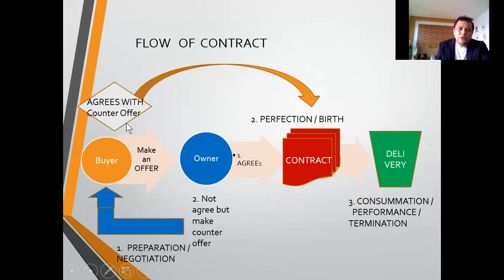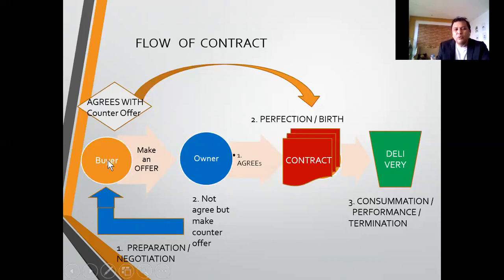So when the buyer agrees with the counter offer, he says, well, how much do you want? 200,000? Okay, I will buy. And the owner said, provided you pay in cash. So the buyer said, okay, I'll pay in cash. So he agrees with the counter offer. So it now gives birth or perfection to the contract. So this is the second stage. When there is agreement, there is a meeting of the minds. So the buyer and the owner were able to meet their minds.